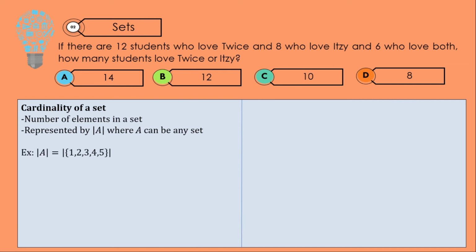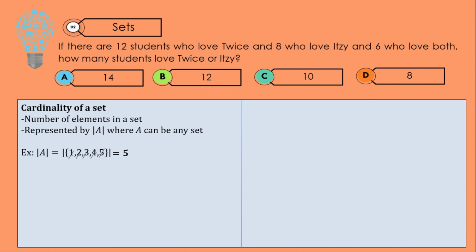To find the cardinality of set A, which contains elements 1, 2, 3, 4, 5, we just have to count the number of elements. We have 1, 2, 3, 4, 5. Thus, the cardinality of set A is 5. So, as simple as that. Now let's go back to the problem.